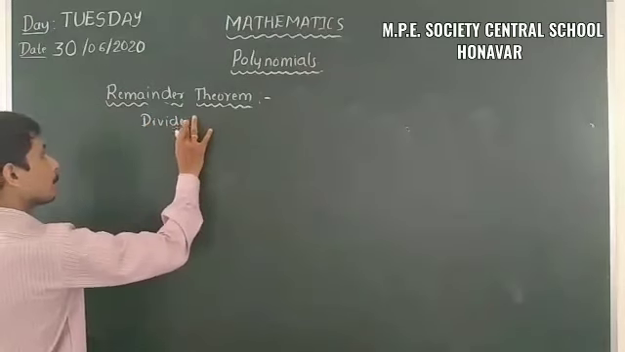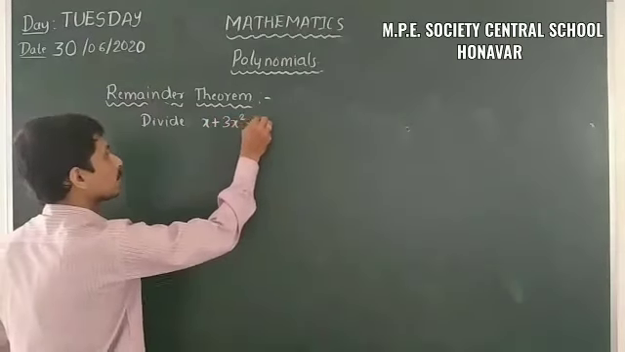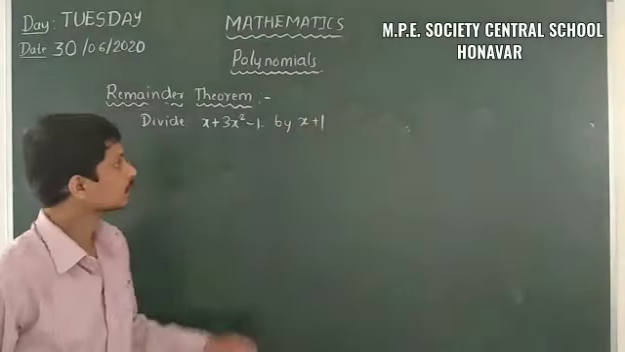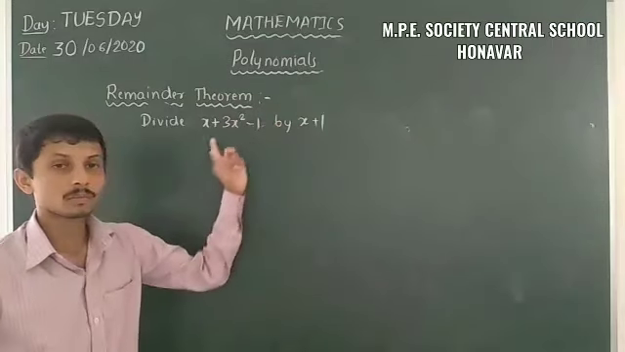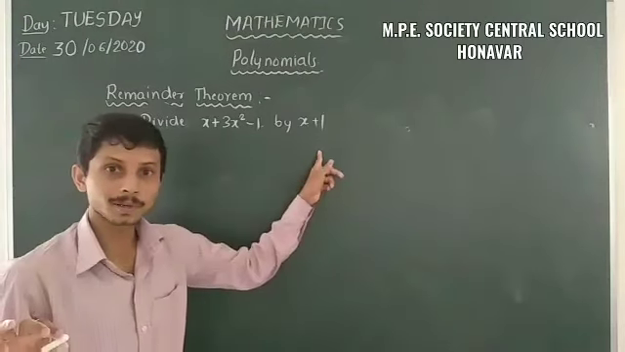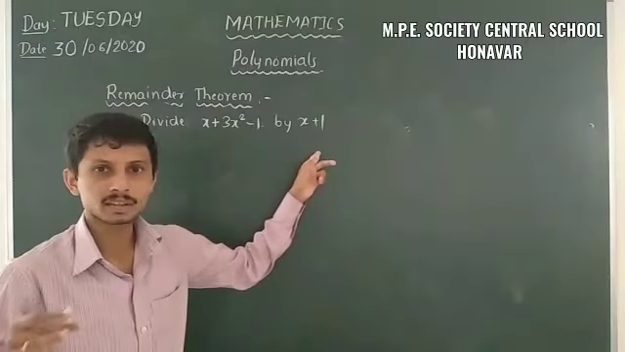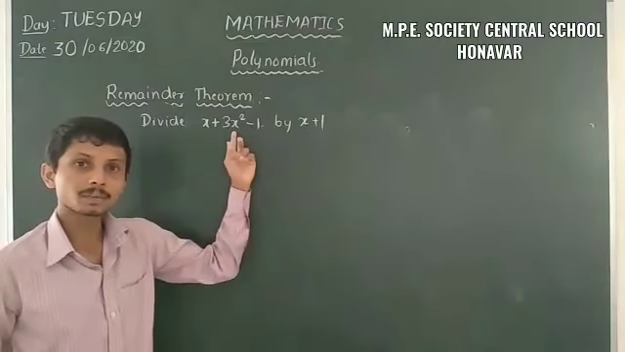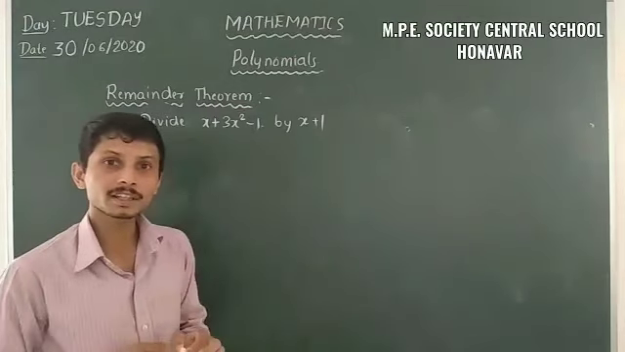Divide x plus 3x square minus 1 by x plus 1. So this is the question. So we have to divide both. We have to check whether the remainder theorem is possible or not, because p of x is any polynomial having degree greater than or equal to 1. So the highest power of the leading term is 2. That means it's a quadratic polynomial. P of x is a quadratic polynomial.